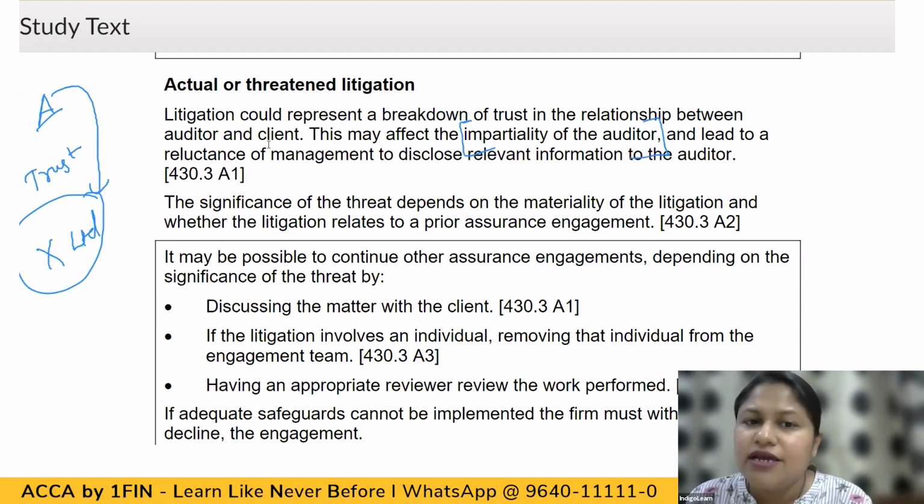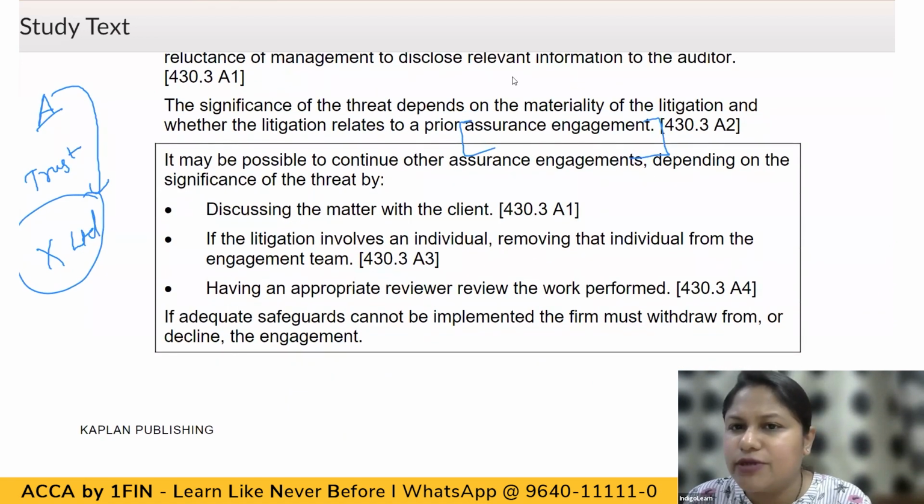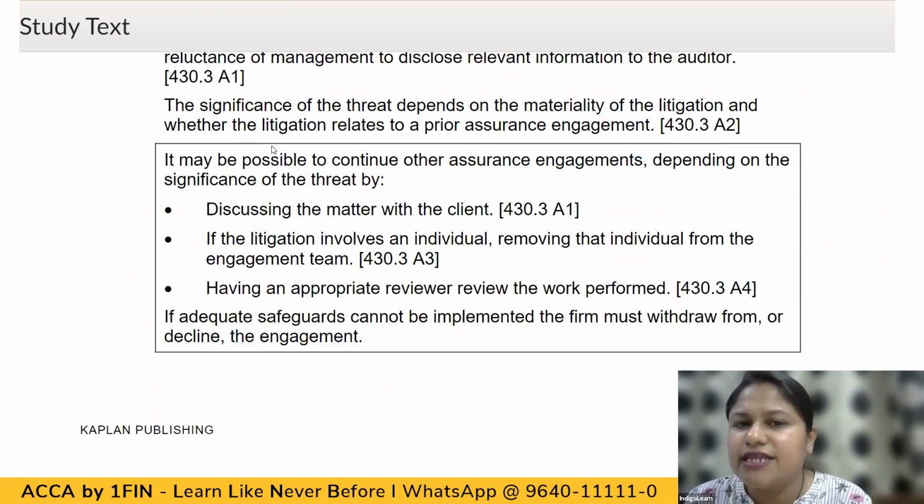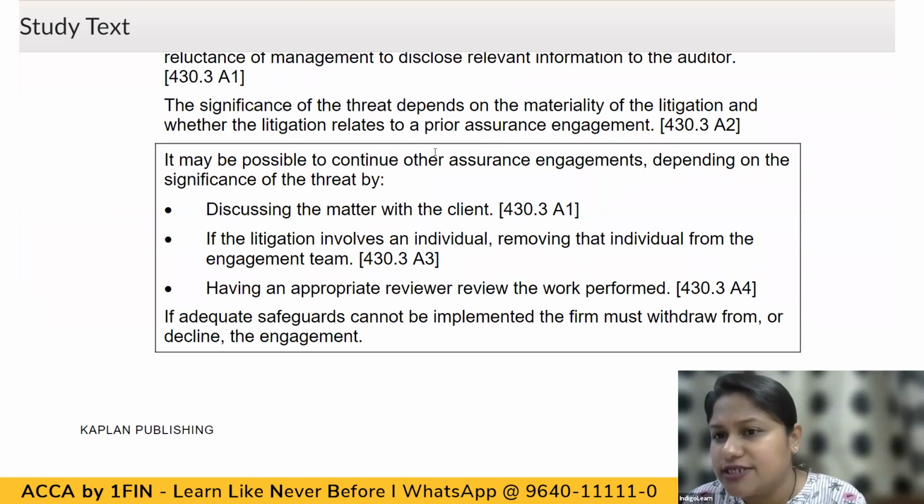Got it? Then the significance of the threat will depend upon the materiality of the litigation and whether the litigation relates to a prior assurance engagement. Then it may be possible to continue other assurance engagements, depending on the significance of the threat, by discussing the matter with the client. So you discuss the matter with the client, try to persuade him, and tell him what the situation was and all of that. If the litigation involves an individual, remove that individual from the engagement team. In my example, it was A who was involved here. So don't let A be the key audit partner. Let B and C take up the audit.